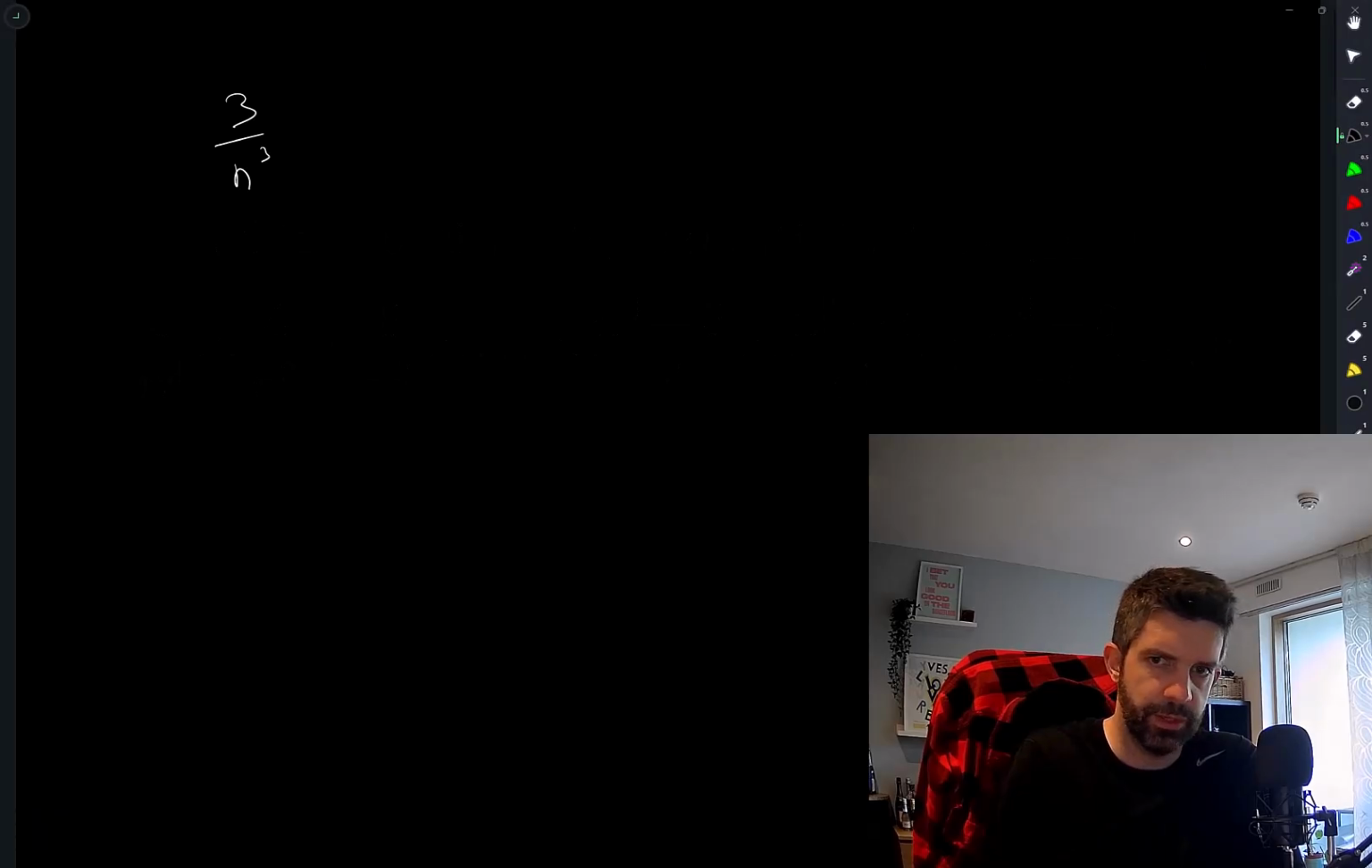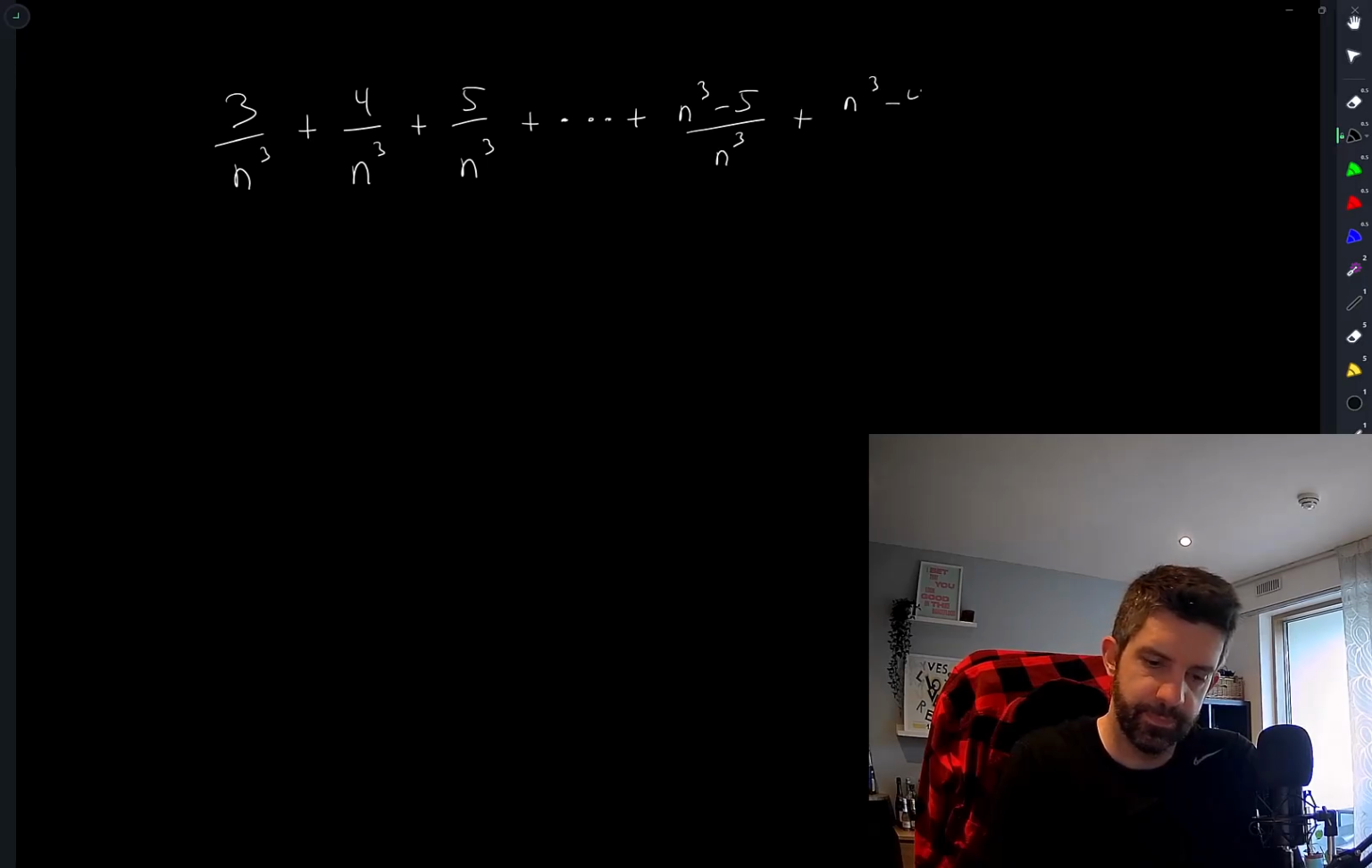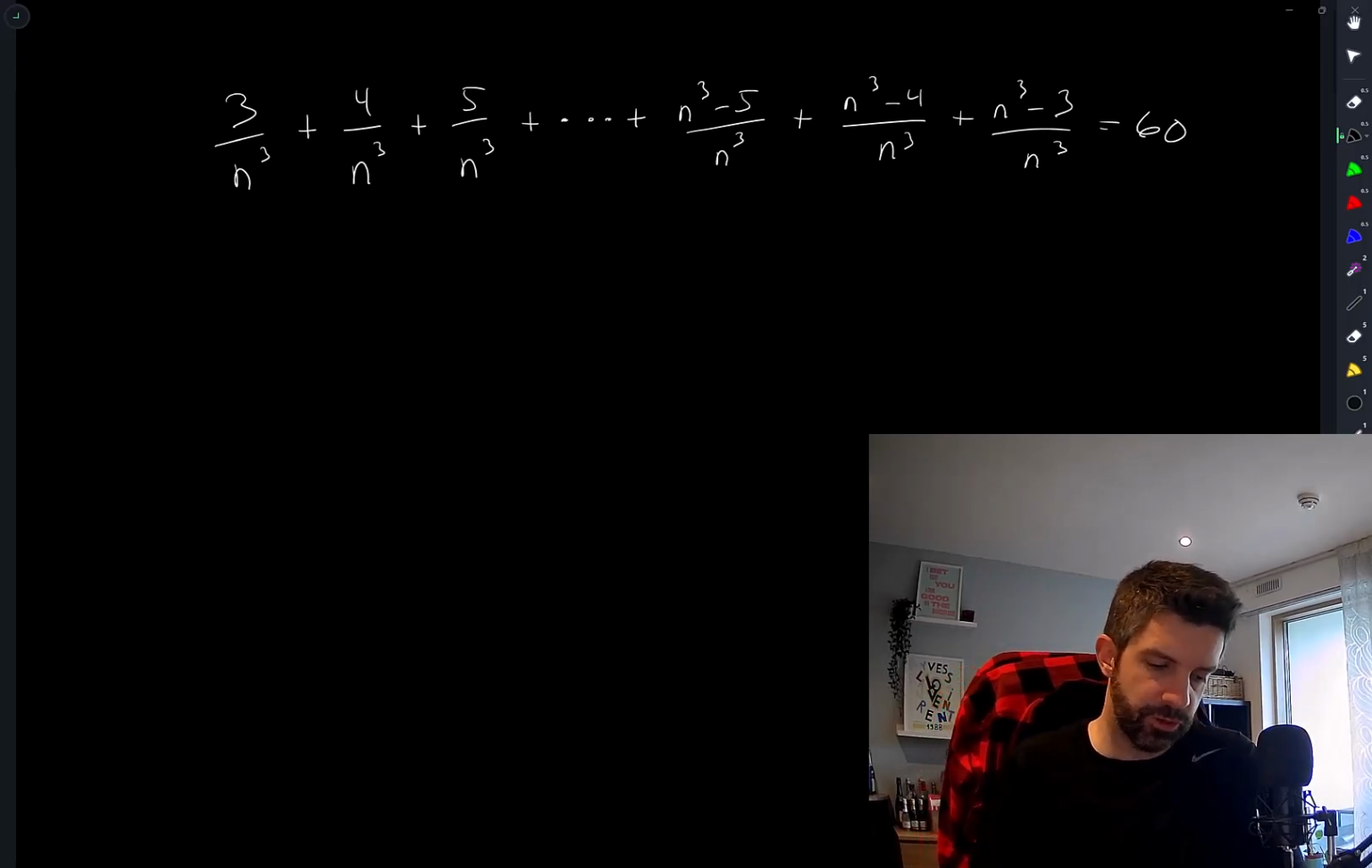The first couple things that are coming through my mind here are to try to multiply through by n cubed and try to count how many terms there are here and maybe just write this as a polynomial in n. Wait, this is a little weird. Okay, so I have that. So how many terms do I have in total?